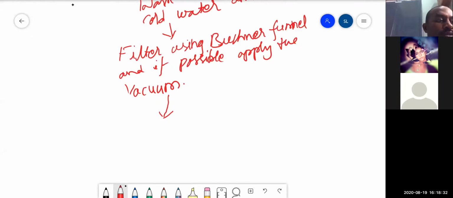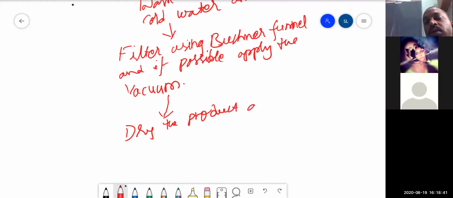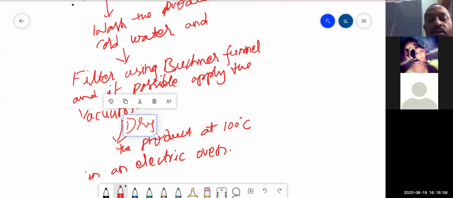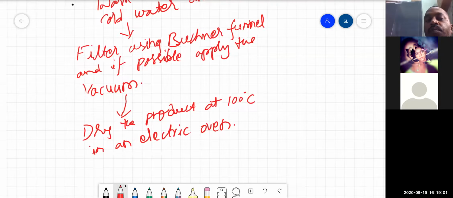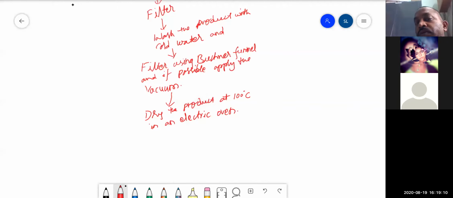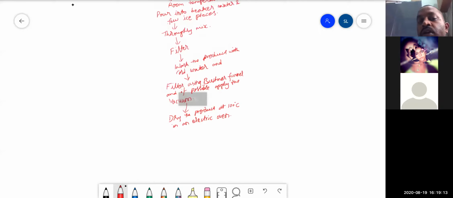So for that, you have to dry the product at 100 degrees centigrade. And so this is what the complete synthesis of paracetamol from para-aminophenol.